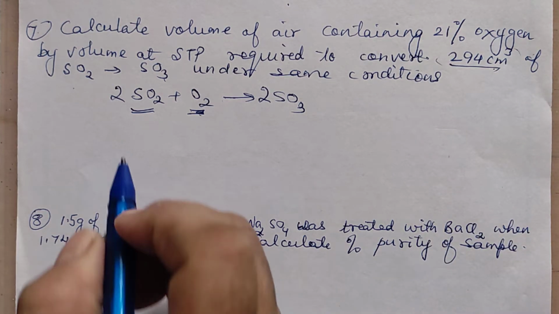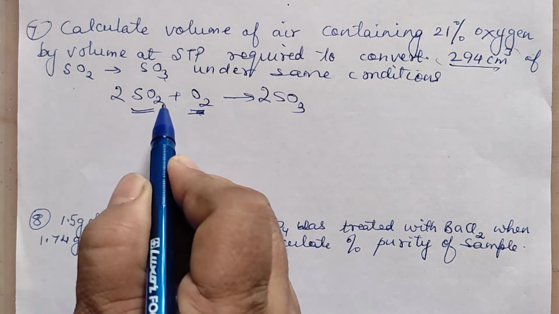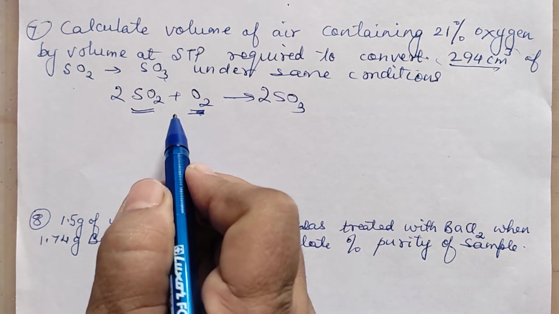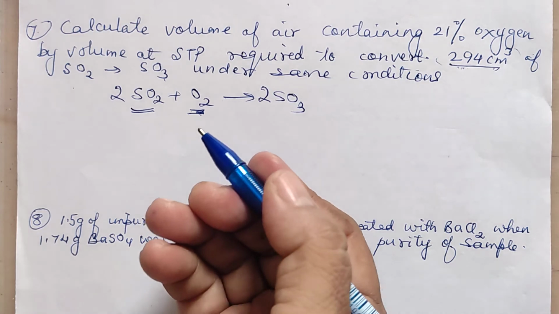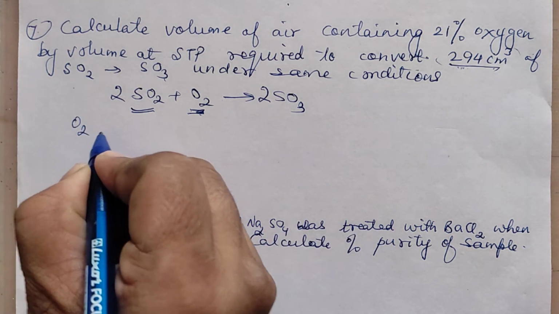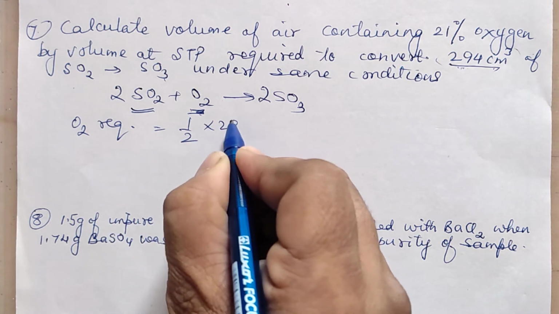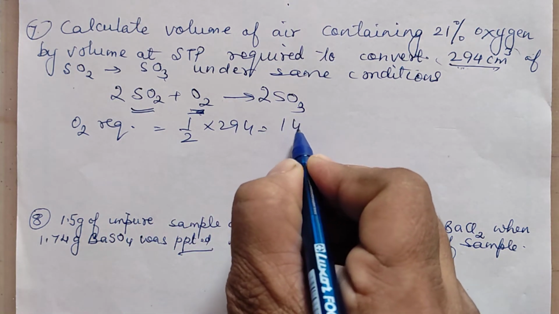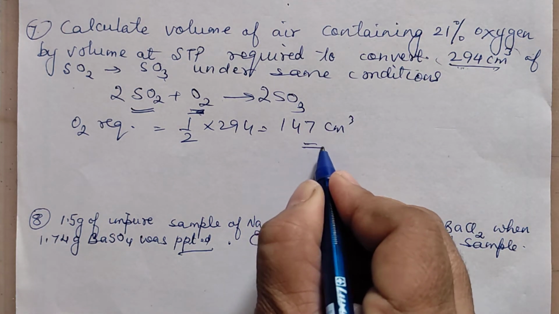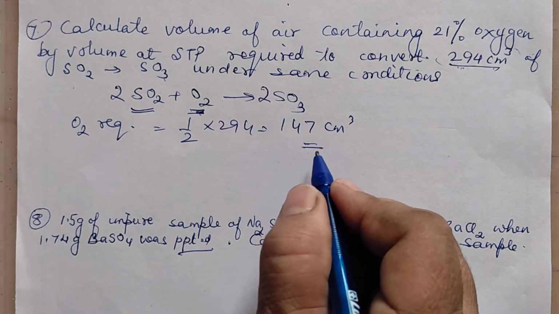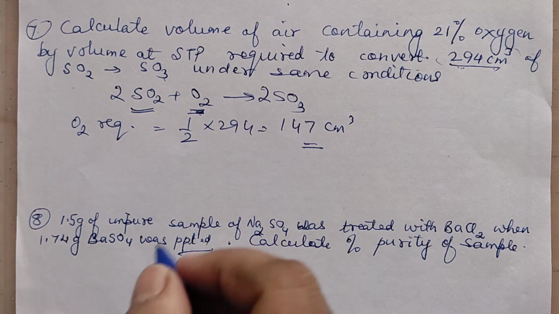So first thing is, we know for converting 2 moles, 1 mole is required. So obviously if this much is there, oxygen required will be half of it. So we will write down how much oxygen is required. It will be half of 294, that means 147 centimeter cube. This much is required, but only if you are taking pure oxygen. But it is 21%. Again, you will go by that.